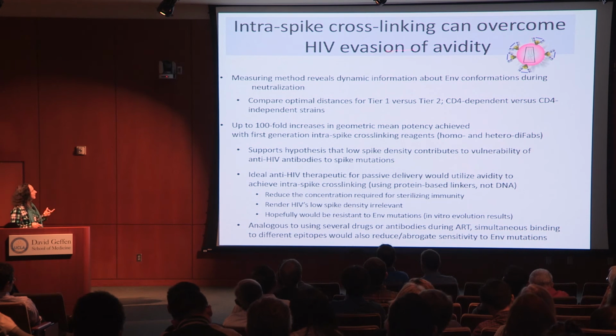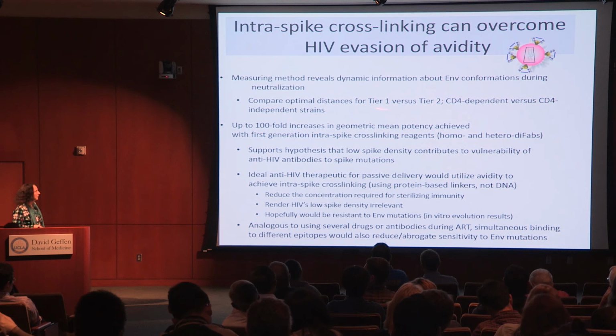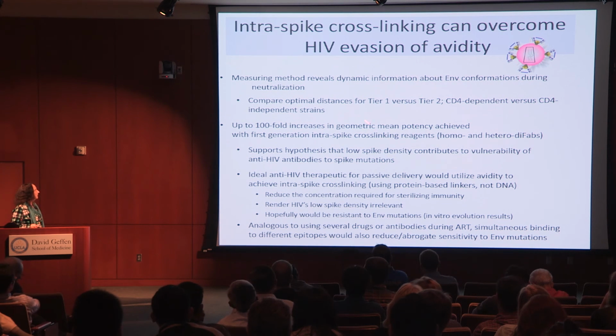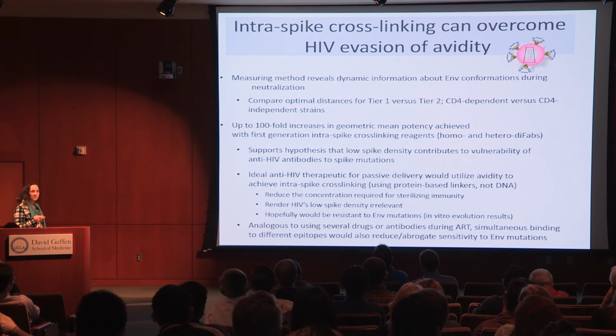We're interested in this technology because you get dynamic information about envelope conformations. We think that different types of viruses, some easy to neutralize and some hard to neutralize, will show different types of length dependencies, so we're comparing viruses with this method. We got really large increases in geometric mean potency. That's exciting because it supports the hypothesis that low spike density is one of the ways HIV has evolved to make itself evade antibodies.